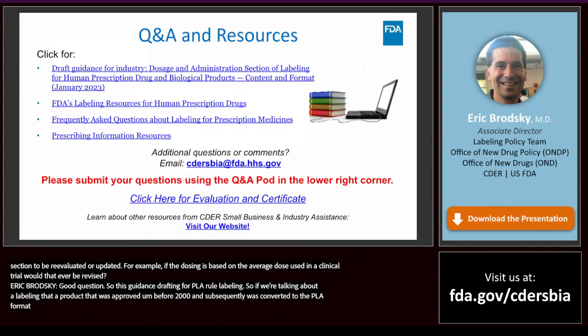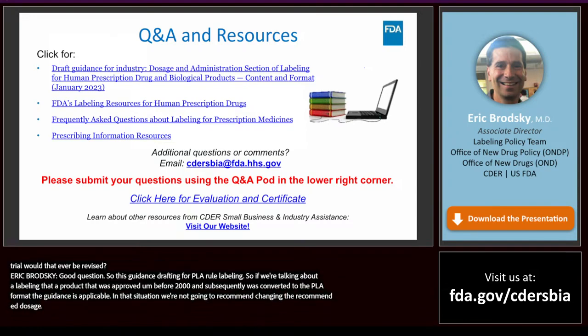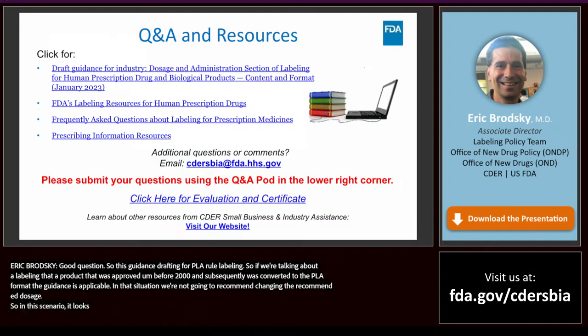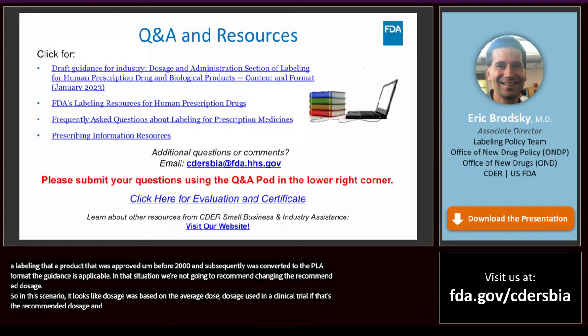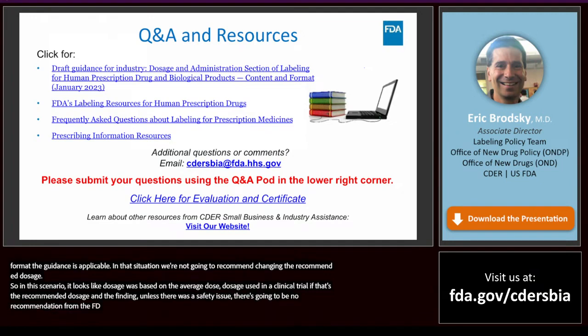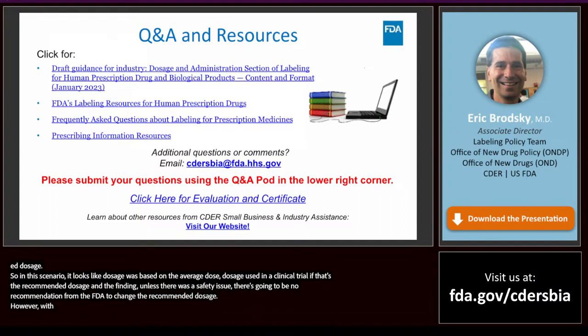In that situation, we're not going to recommend changing the recommended dosage. So in this scenario, it looks like dosage was based upon an average dosage used in a clinical trial. If that's the recommended dosage and that was the finding, unless there was a safety issue, there's going to be no recommendation from the FDA to change the recommended dosage. However, we potentially would recommend updating the D&A section of labeling.